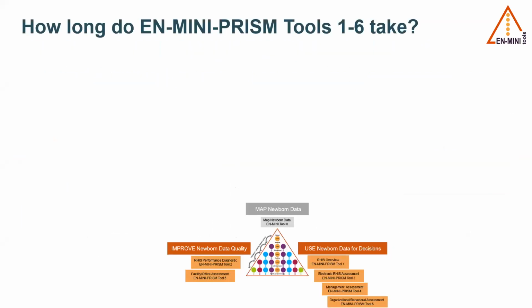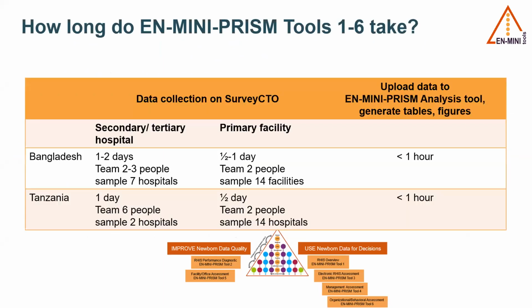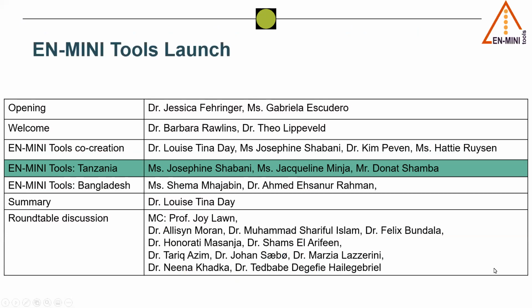How long do the EN-Mini PRISM tools take? To do all of them from 1 to 6, it depends on the size of the facility and the district office that's being assessed. But for our pilot study together in Bangladesh and Tanzania, at a secondary or tertiary hospital, it took 1 to 2 days, and at a primary facility between half and 1 day. To upload the data, do the analysis, and generate the tables and figures takes less than 1 hour. I'm now going to pass to my colleagues in Tanzania.